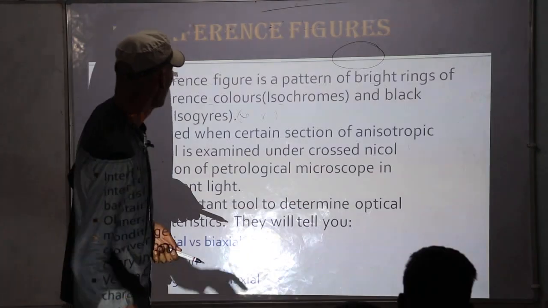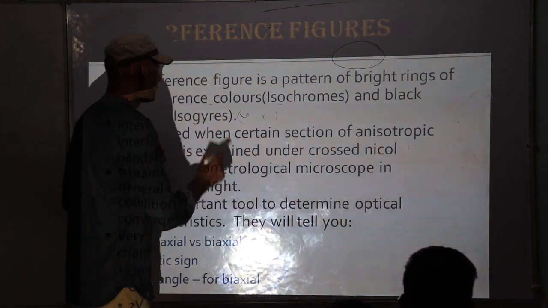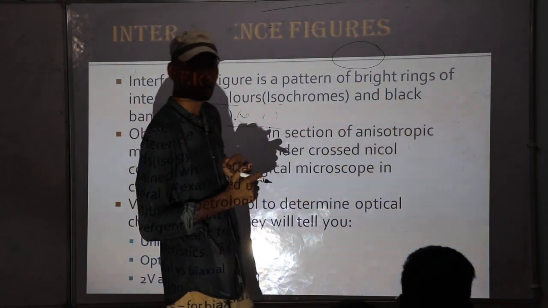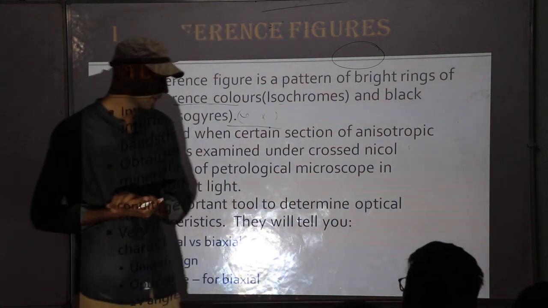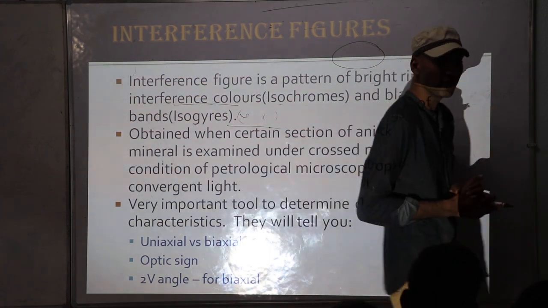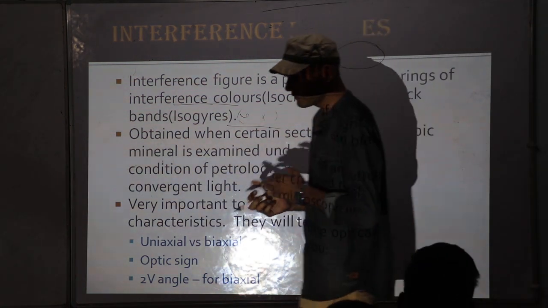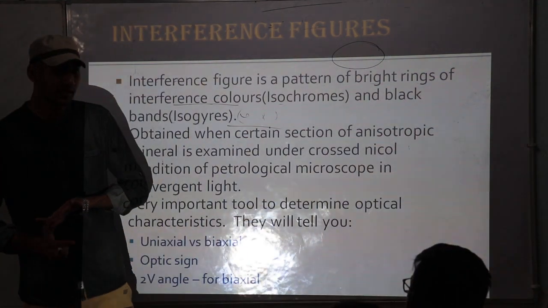So we have discussed that in an interference figure we are going to see interference color as well as extinction. Interference color in isochromes, extinction in isogyres. Now let me know whether you can see both of these things at a time. If you are viewing a mineral section, can you see both interference and extinction at a time? Yes. How?